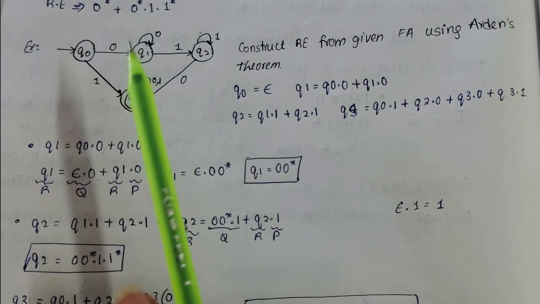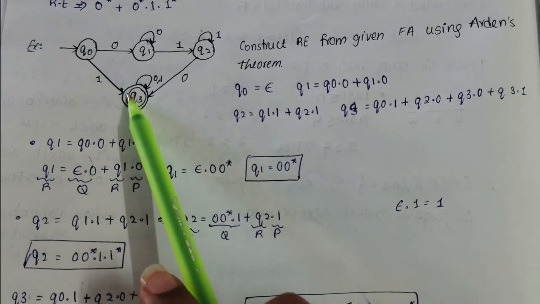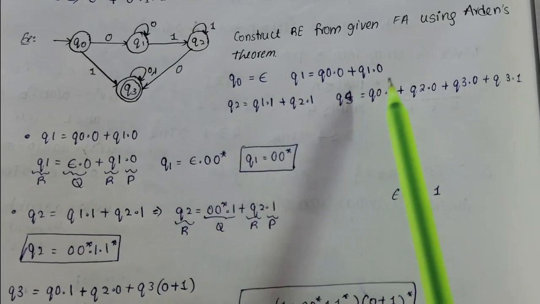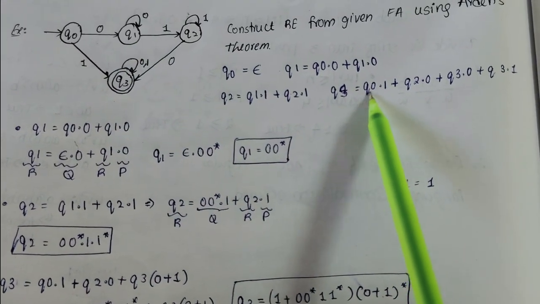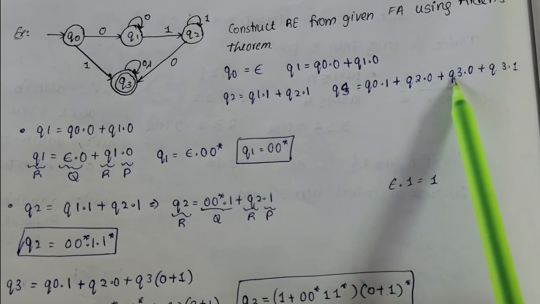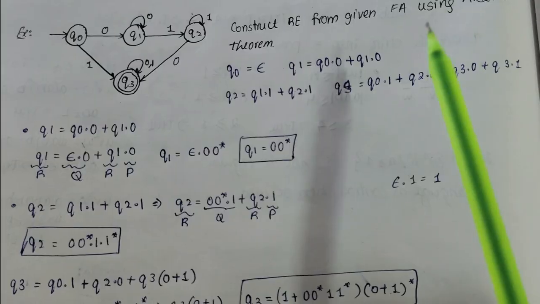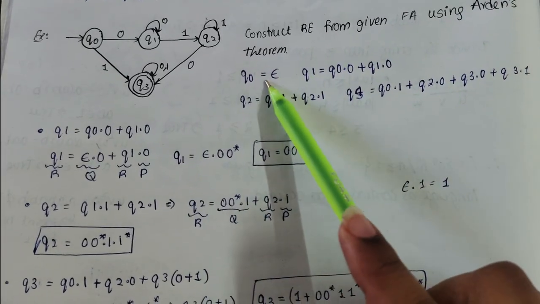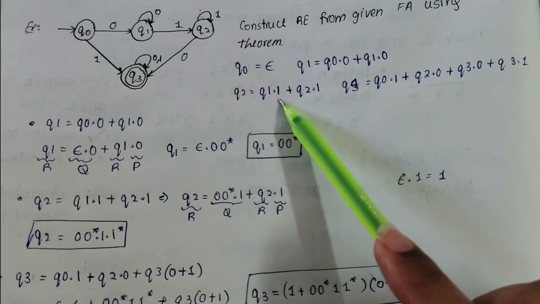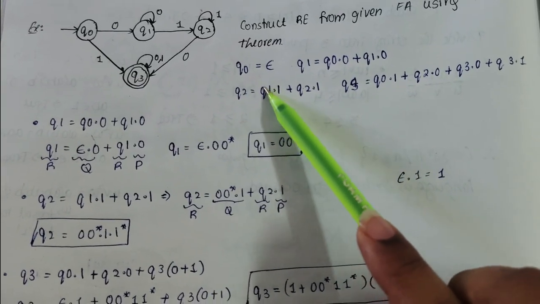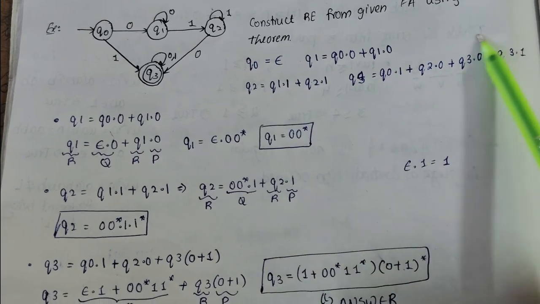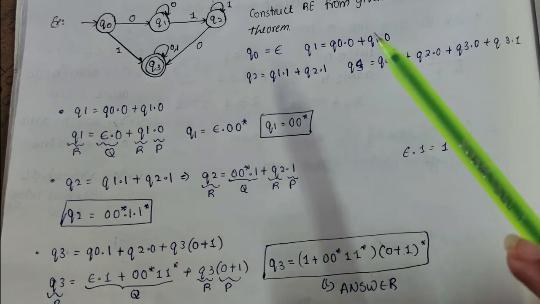What is the final state over here? The final state here is Q3. So we can just solve the regular expression of Q3. But in Q3, we have to use Q0 and Q2. So we need to solve Q0 and Q2, right? But in Q2 we used Q1, so we have to solve Q1 also. Basically we have to solve all these expressions to get the regular expression of Q3.